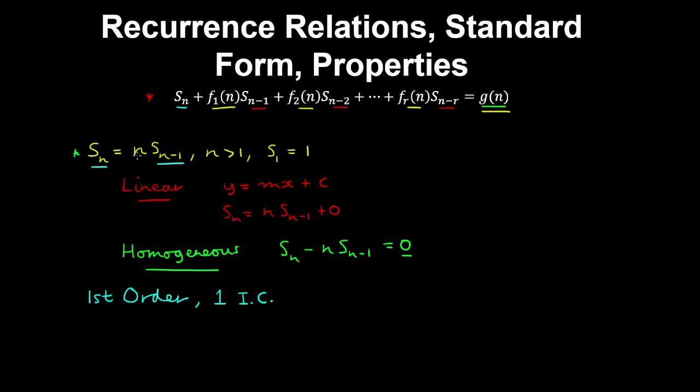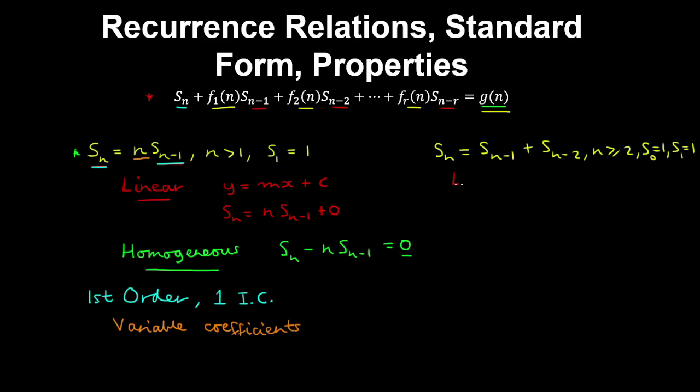And the other property is whether the coefficients are constant or variable. So in this case, n is a variable, so this recurrence relation has variable coefficients. Now another example of a recurrence relation that we've seen is the Fibonacci sequence. So we have the current term in a sequence depends on the two previous terms, where n is greater than or equal to 2, and we had two initial conditions.